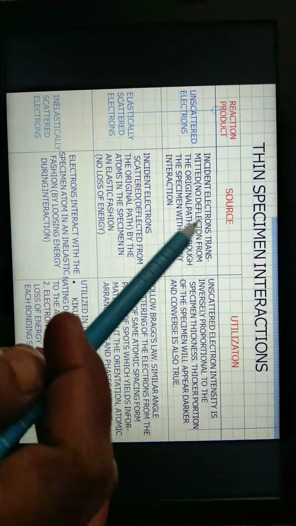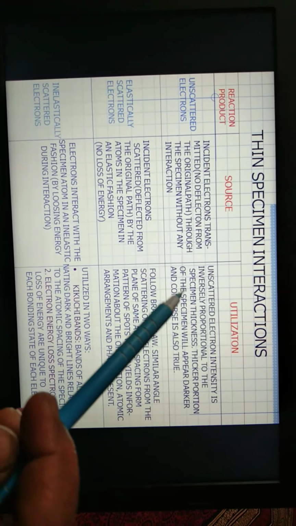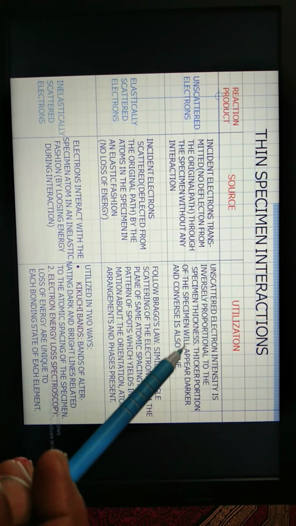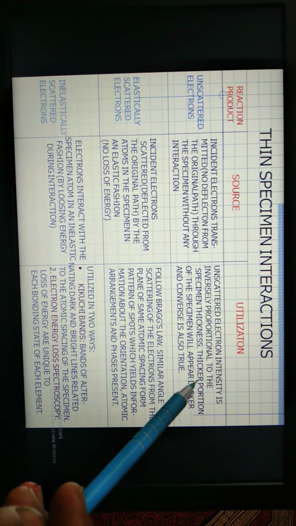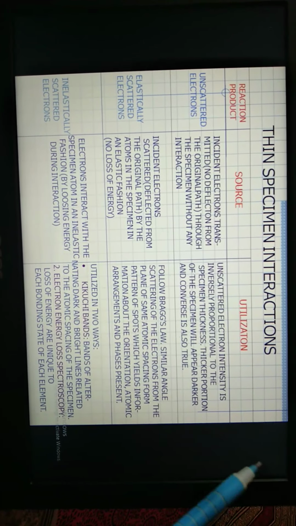The unscattered electrons arise when the incident beam is transmitted through the specimen without any interaction, so that it goes unscattered, and it gives us information about the thickness and thinness. If the thickness is there, it appears to be dark, and if the thinness is there, it appears to be lighter.